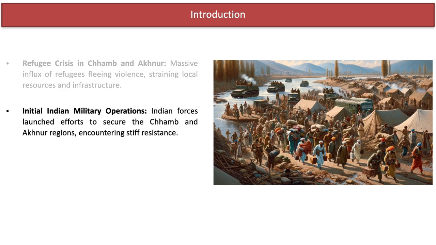Next, we'll discuss the initial Indian military operation. Let me take you back to the early days of conflict in 1947-48, to the initial Indian military operations in the Cham and Akhnur region. Picture this. Fresh into independence, India was thrust into a chaotic and volatile situation. Our forces had a mission to secure Cham and Akhnur, two strategically vital regions that were critical to maintain control over key routes and protecting our newly drawn borders.